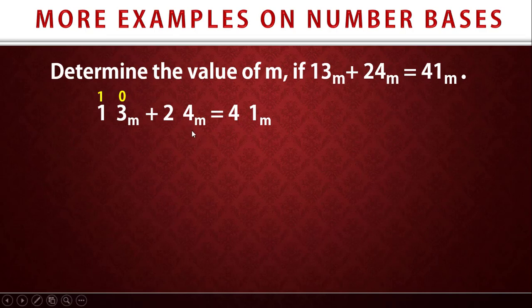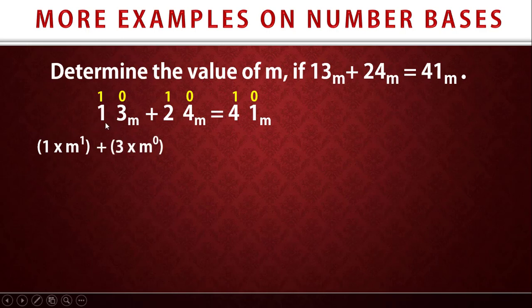For this one now, the power on top of the 4 will be 0, and the power on top of this 2 will be 1. Then for the 1, the power on it will be 0, and the power on the 4 will be 1. Now we need to start our expansion. We take the first digit 1 times the base raised to the power we have there. So that's 1 times m raised to power 1, then plus 3 multiplied by m raised to power 0.